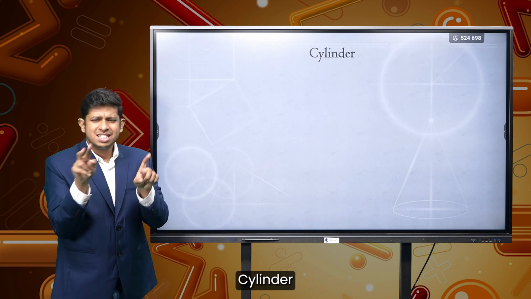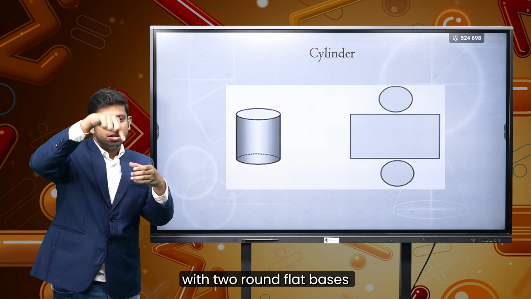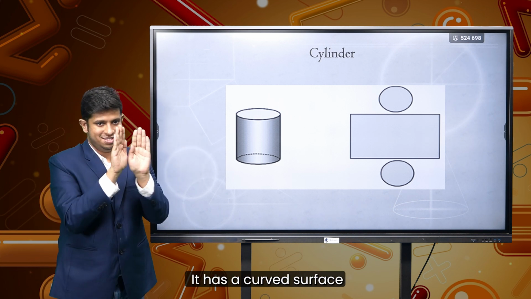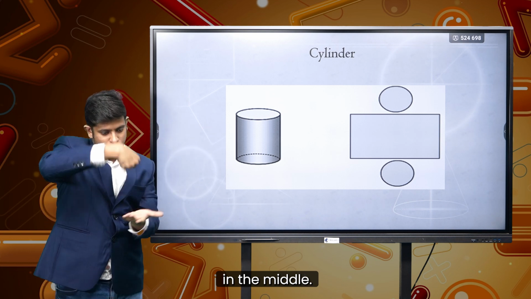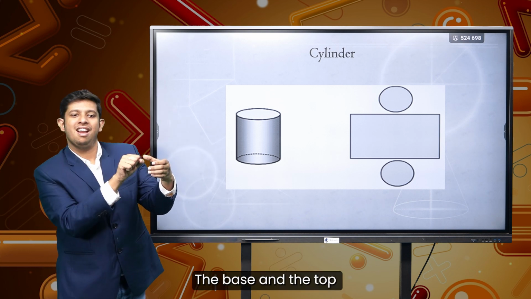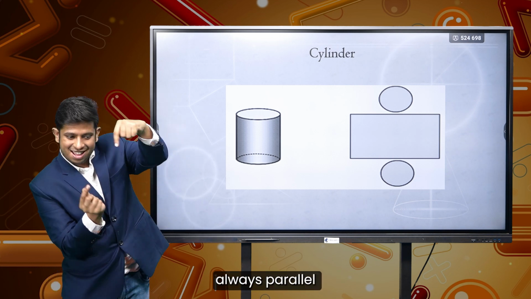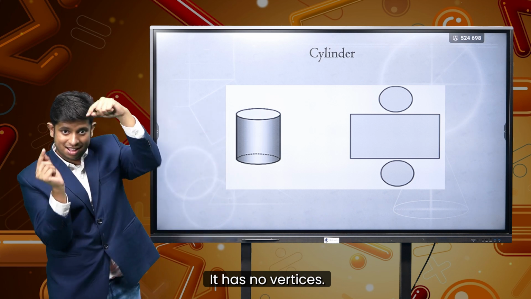Cylinder. A cylinder is a three-dimensional object with two round flat bases and one curved side. It has a curved surface in the middle. The base and the top surface are identical. That means the bases are always parallel and congruent to each other. It has no vertices.